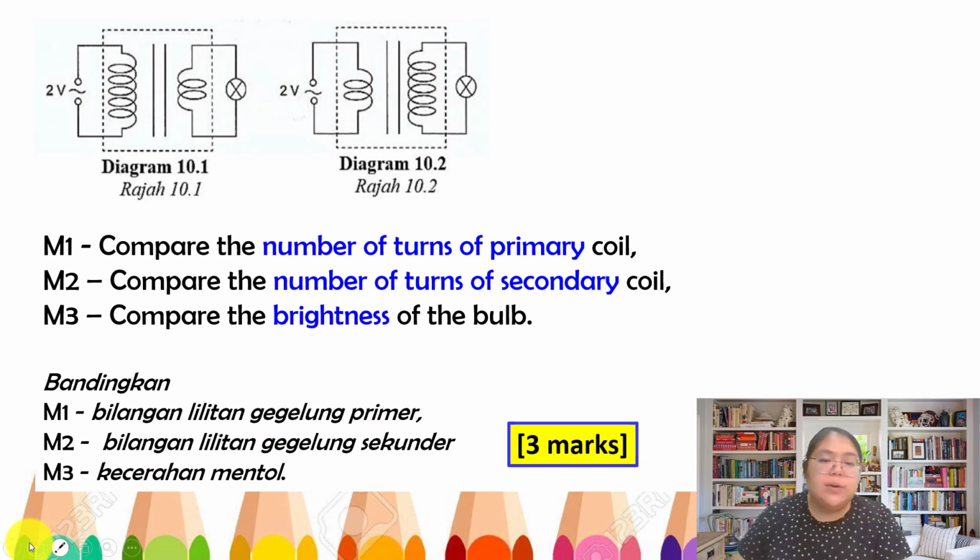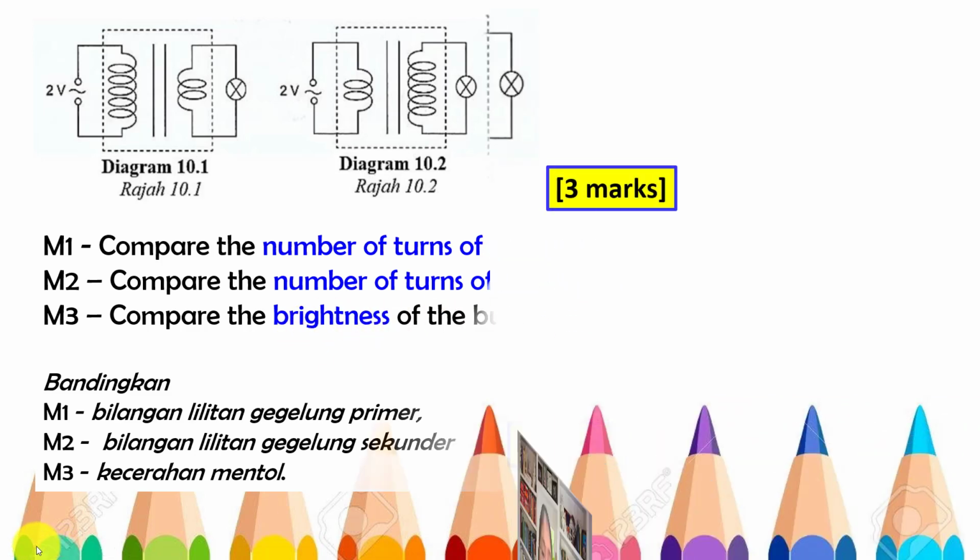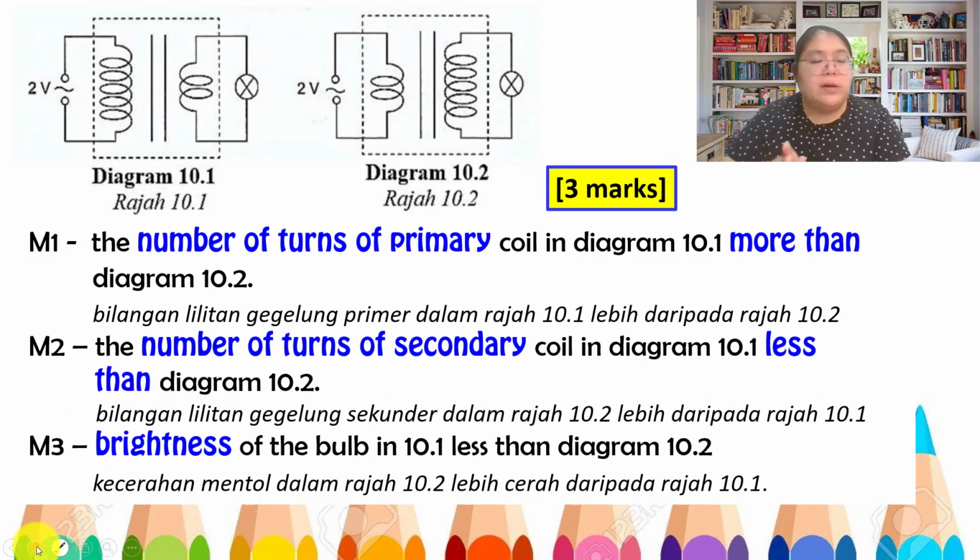Okay, then the second one is secondary. And the third one, we compare the brightness of the bulb. Okay, first, the number of turns of the primary coil in diagram 10.1 is more than 10.2. Agree, everybody can see it. Okay, number 2, they ask about the number of turns of the secondary coil.